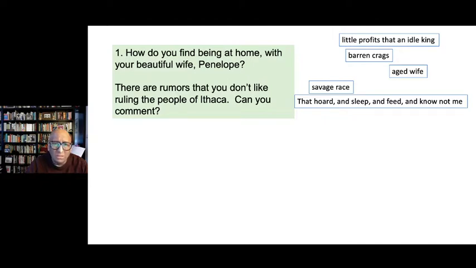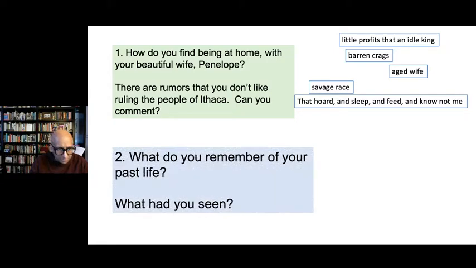This island is more barren, empty, crags, kind of cliffs than anything beautiful. His wife is old, and the people he rules are savage. They're primitive. They're wild. And they don't even know him. So he seems kind of dissatisfied to me.